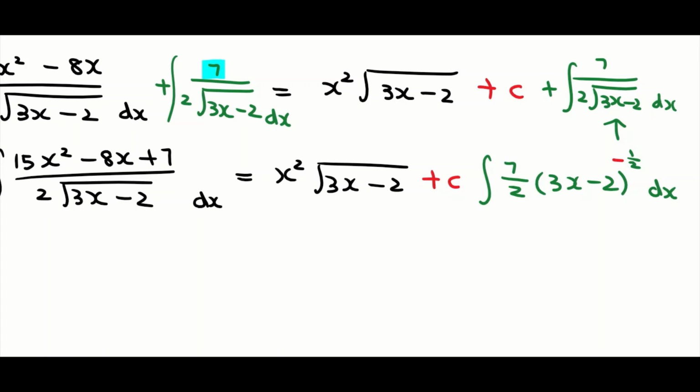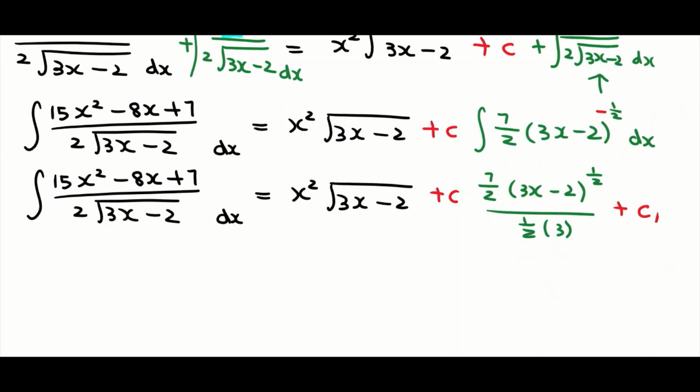Remember, copy the term. Power plus 1, divide by new power, divide by coefficient of x. And if you really want to put a plus c, you can go ahead and put a plus c1 to differentiate the constant. Eventually, these two constants will still add up to a constant.